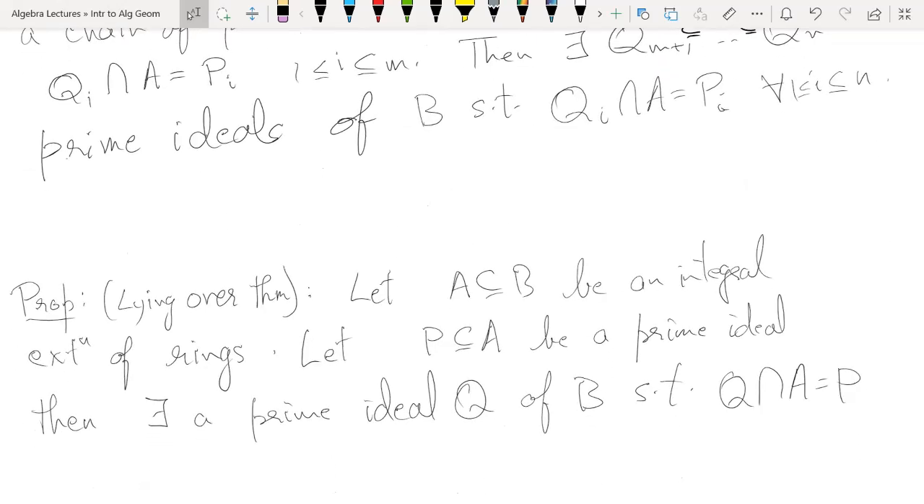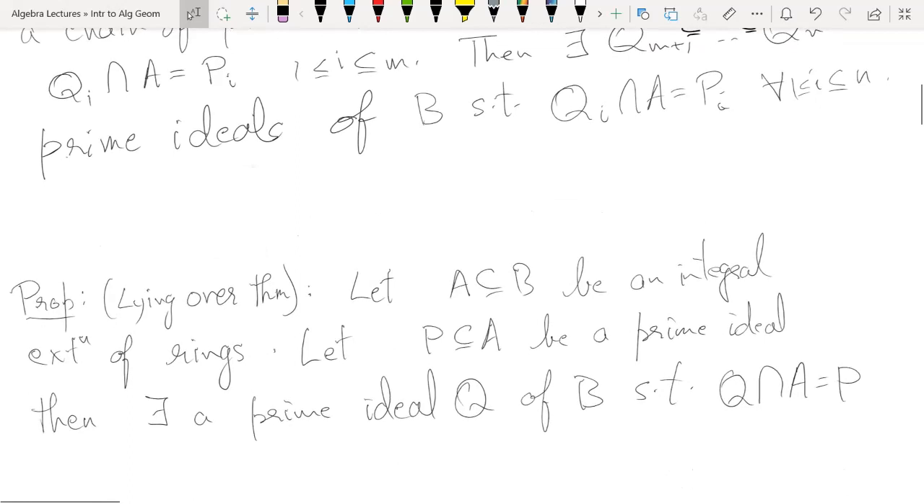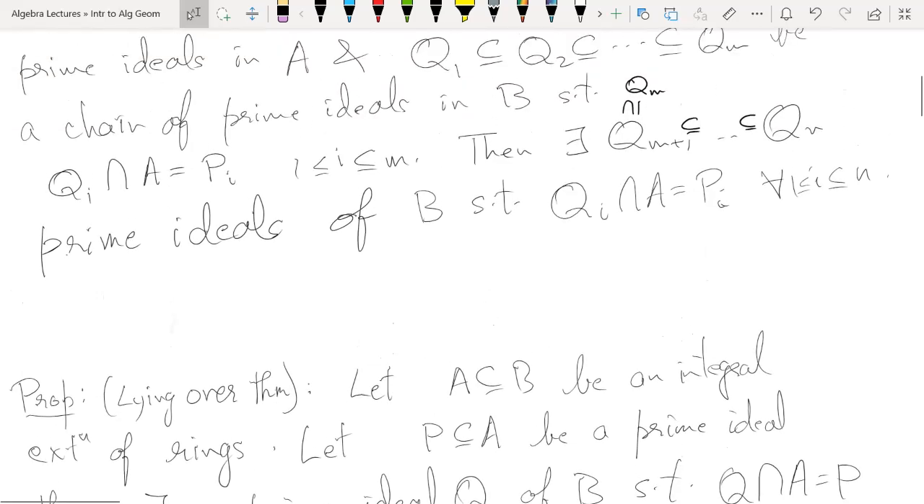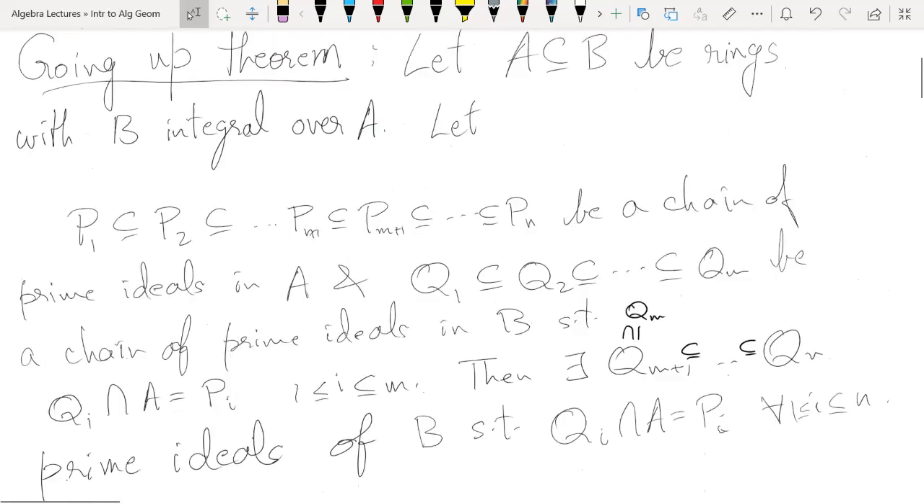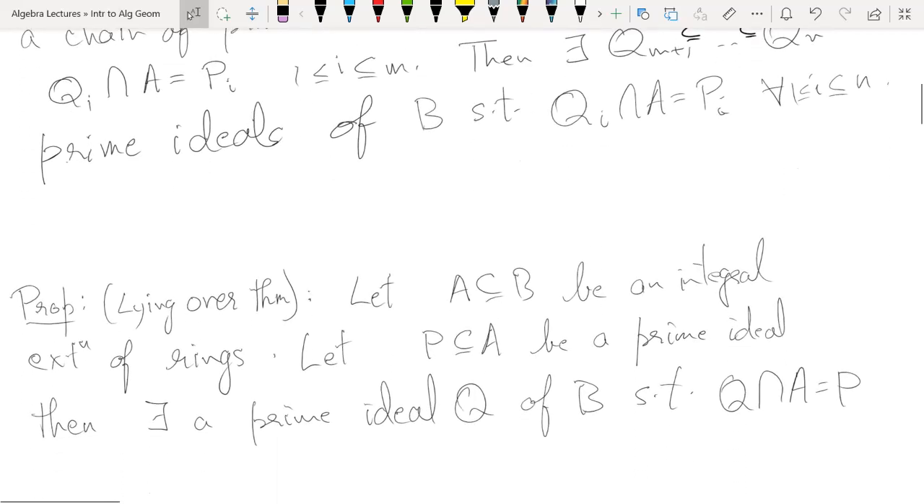So there is no hypothesis on the chain of prime ideals. Given any prime ideal in A, there exists a prime ideal in B that contracts to the given prime ideal in A. So it's a special case of the going up theorem, but we'll see that this is essentially what you have to do. In fact, you can even assume A and B are integral domains to prove this going up theorem.